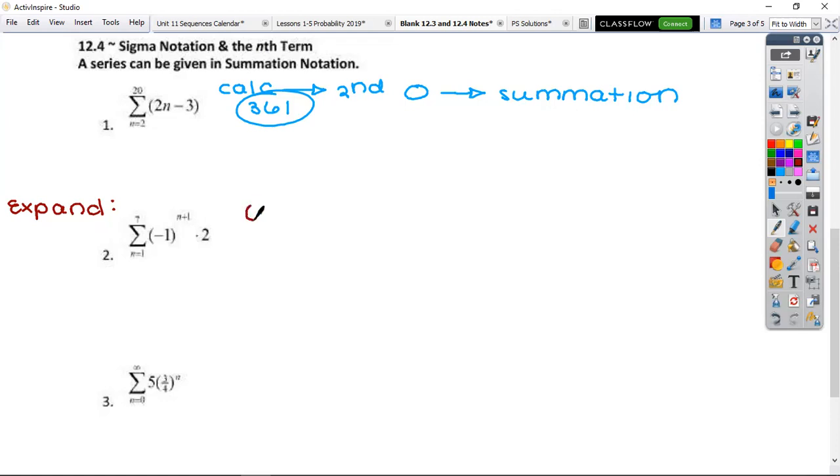So I would go -1 raised to the 1 plus 1 times 2. That is my first term. Plus, now I sub in a 2. So I go -1 raised to the 2 plus 1 times 2. Okay, I'm going to just have you look at those first 2 terms and see what happens. Because a lot of these work this way. If I take a negative and raise it to an even power, what does it become? So this becomes 1 times 2, which means my first term is just plain 2.